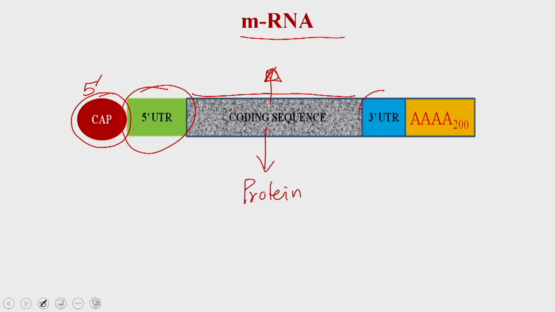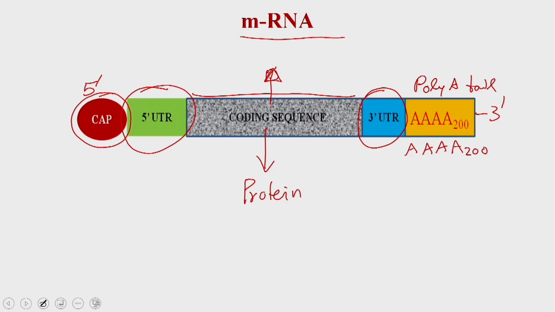Subsequent to that, you have the 3' UTR that also has specific functions in the translation process, and after this you have a poly A tail. This poly A tail is a series of A's present on the 3' end. The number could be 200, it could be 400, any number, and this number of poly A tail decides the age of this particular messenger RNA in the cell.